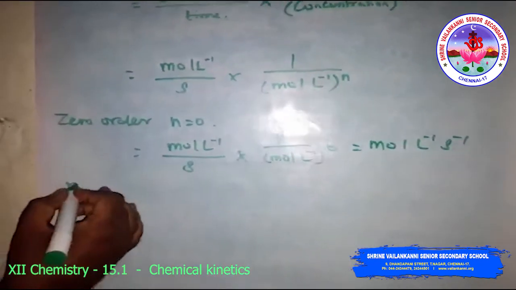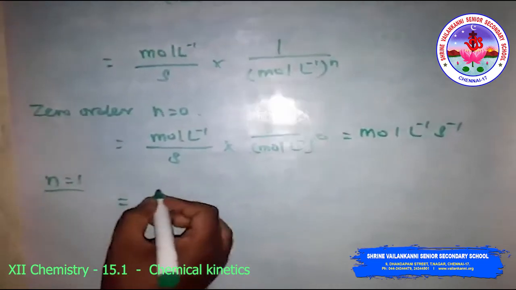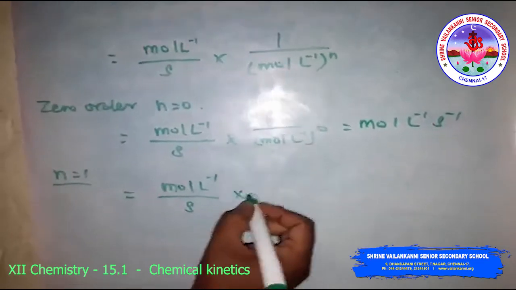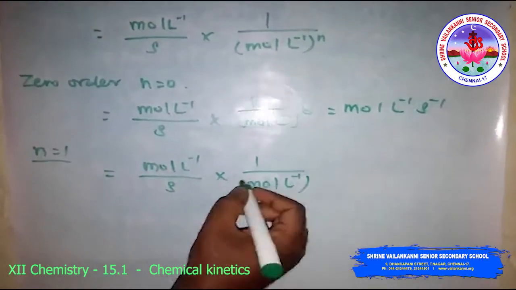For first order reaction, n is equal to 1, so the unit will be mole liter inverse divided by second into mole liter inverse power 1.